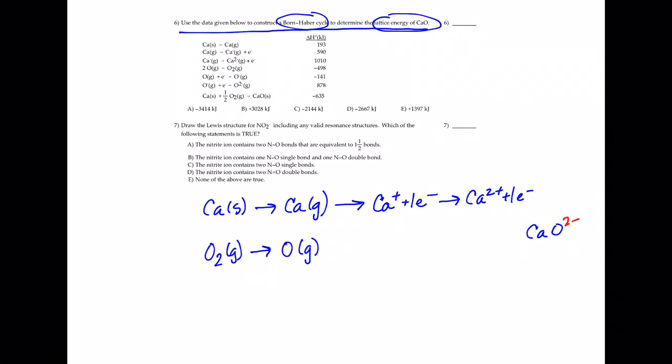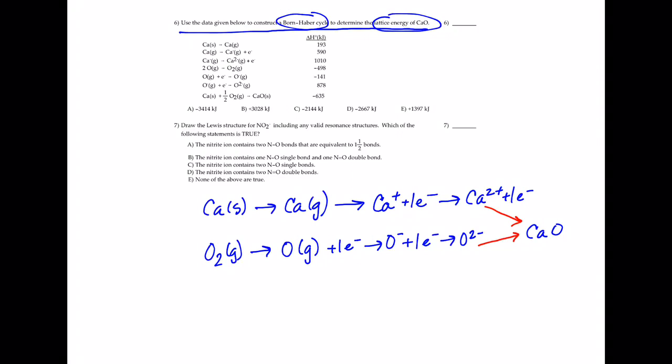And then we have to eventually get it to be a -2 ion. That means adding electrons to it. So in this process here, I'm going to add an electron so that it makes O minus. And then I'm going to add another electron so that it makes O2 minus, like that. And once I have that done, then I can take these two and make them into calcium oxide.